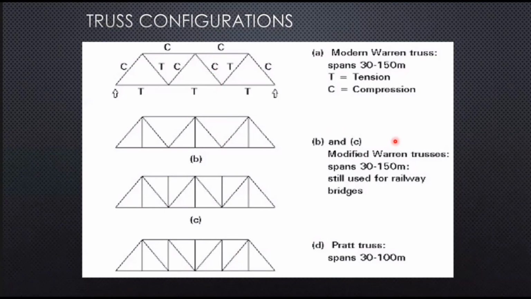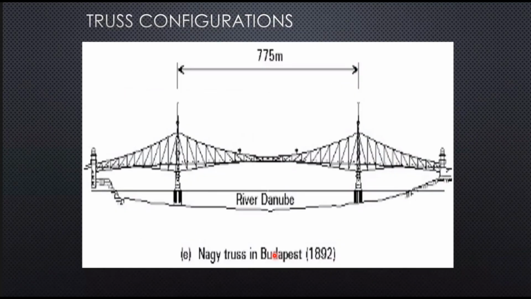Now these are for usage of 30 to 150 meters. Similarly, the other two. This Pratt truss is 30 to 100 meters. You know why the maximum span is reduced? You will find the vertical members that are provided, if the span is long, there is dominance in the chord members and you have more web members, which doesn't contribute to the economy.